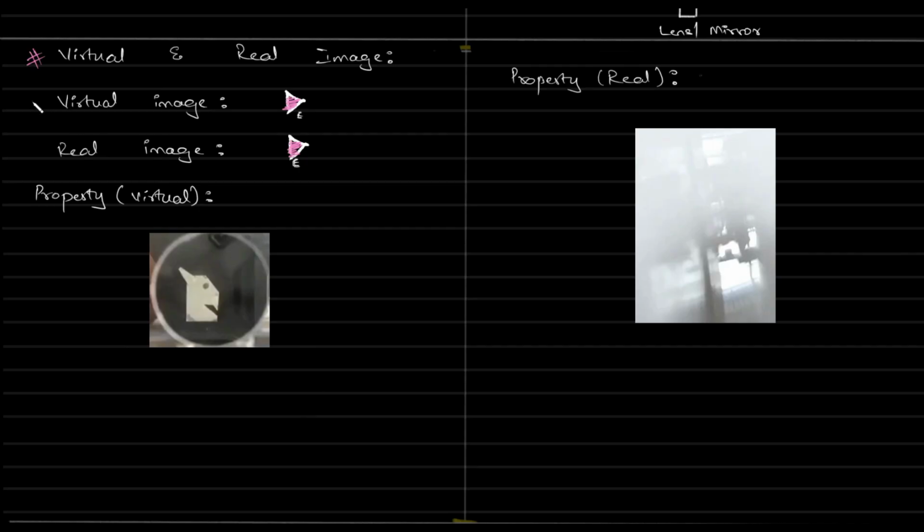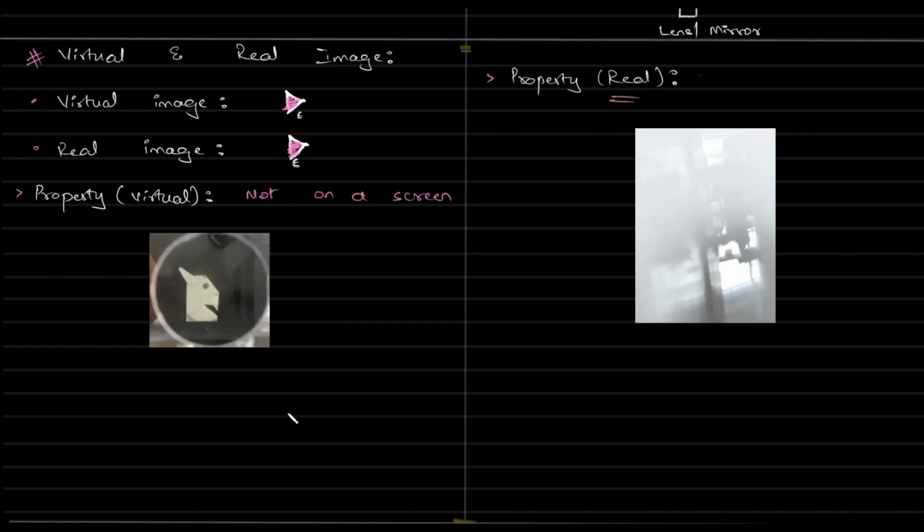So what is the difference that you noticed? What is the difference between a virtual and a real image? One basic thing is that virtual images are seen inside the mirror, while real images are seen on a screen. Something that can be captured on a screen or put on a screen is your real image. Something that is seen inside a mirror, which is not on a screen, this is a virtual image.